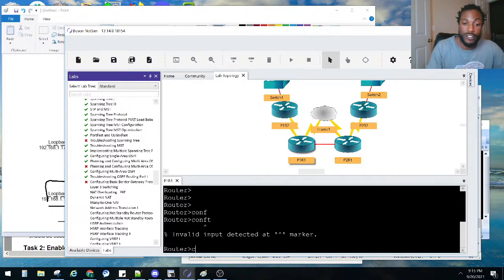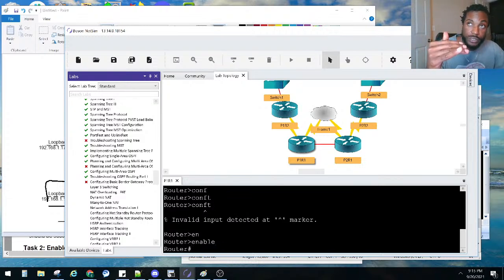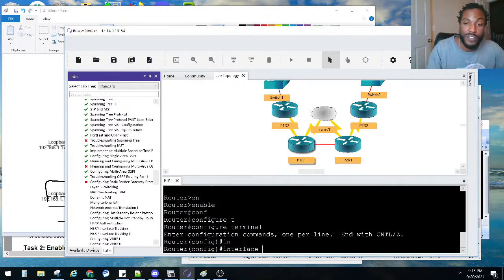So we go to global config mode. First, you need to go to privileged exec mode. You start in user exec mode, then enable puts you into privileged exec mode. And then configure terminal puts you in the global config mode, right? And then we want to configure our IP addressing.